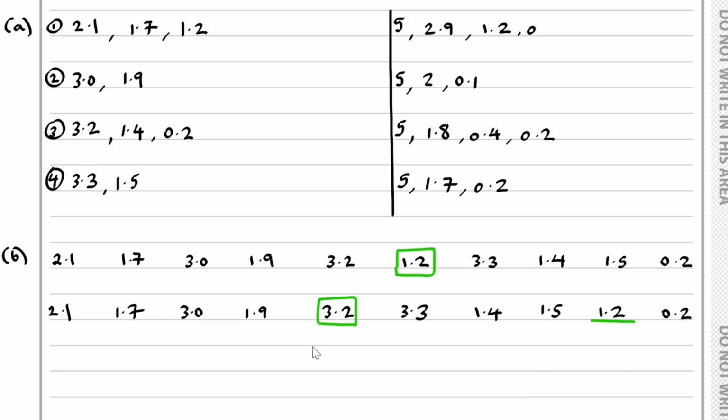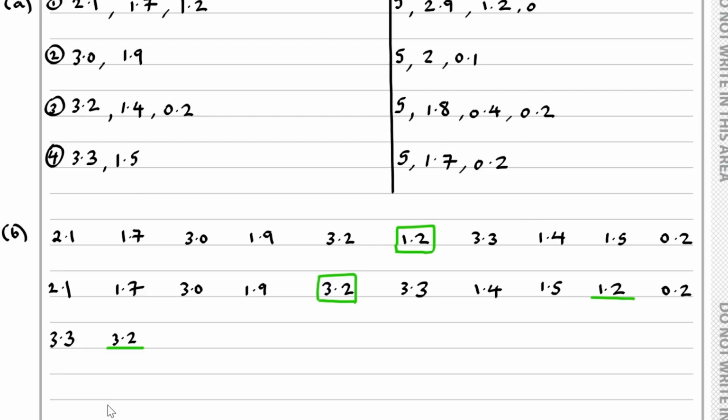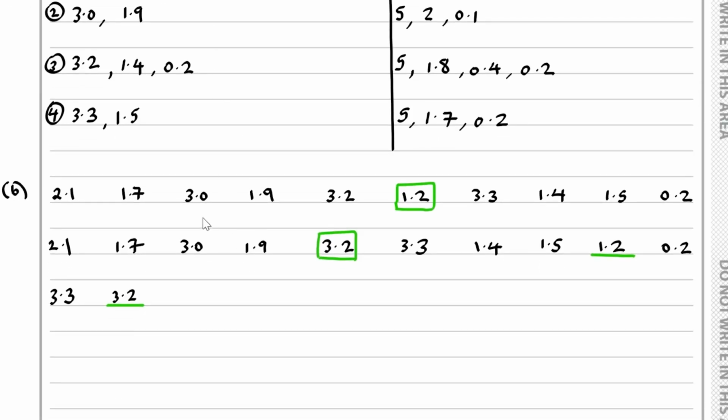So 2.1, 1.7, 3.0, 1.9, they're all smaller than 3.2. Whereas the 3.3, that's bigger than the 3.2, so we write 3.3 here, and the 1.4, the 1.5, the 1.2, and the 0.2 are all smaller than the 3.2. So the 3.2 goes here. Remember to underline, indicating this is your pivot, and then we write the rest of the numbers as they remain.